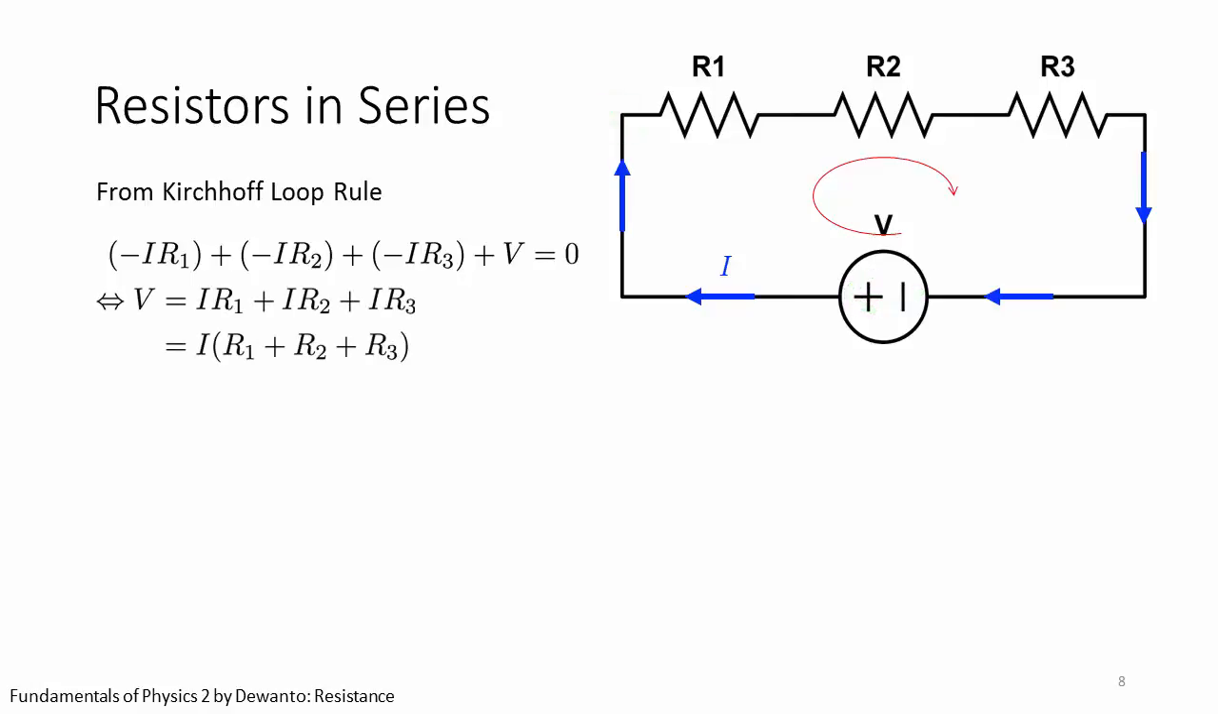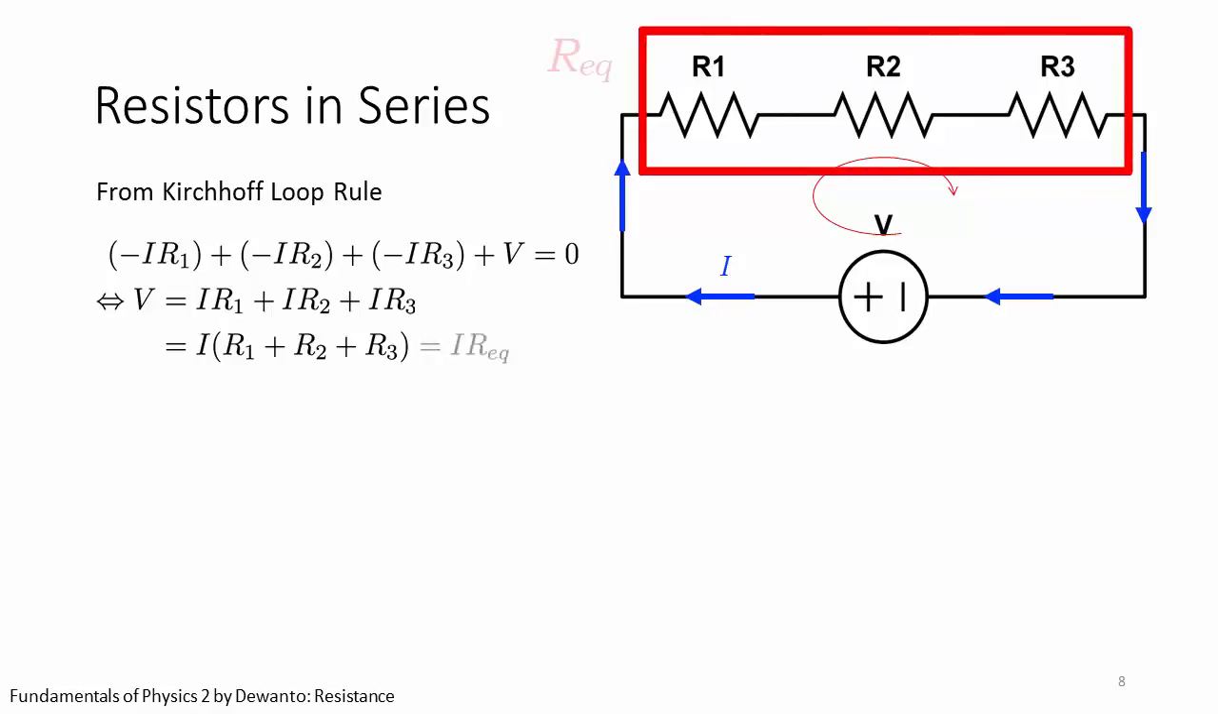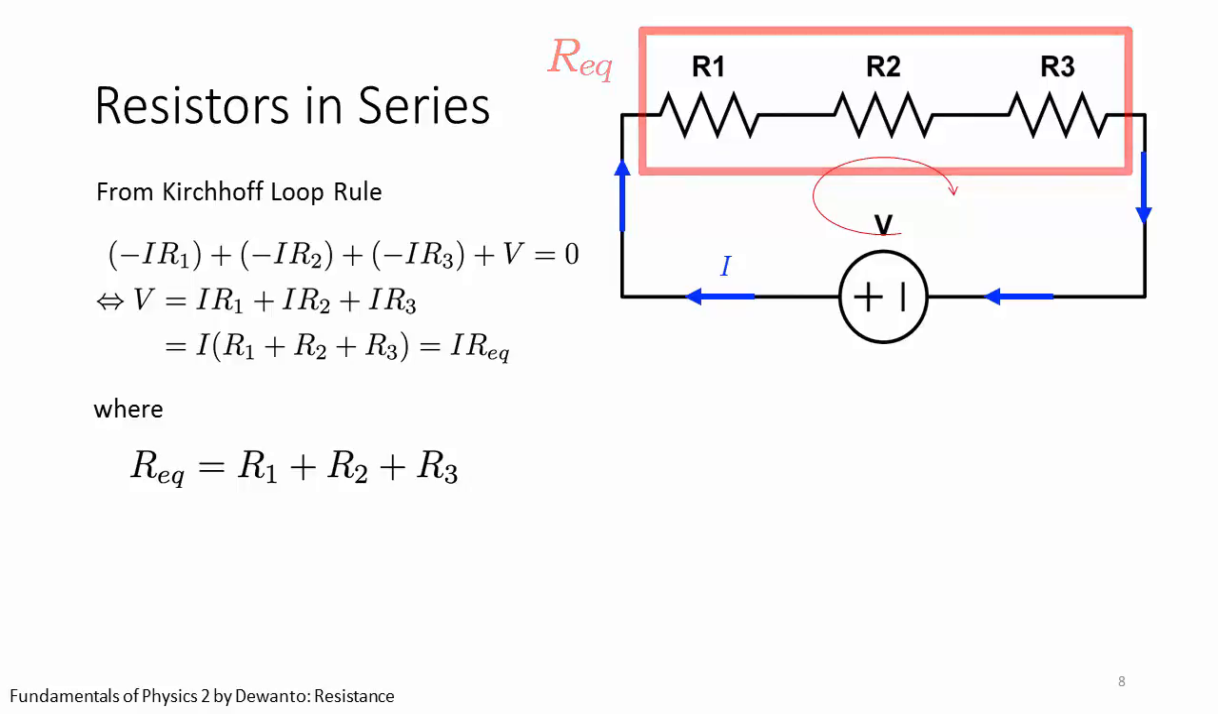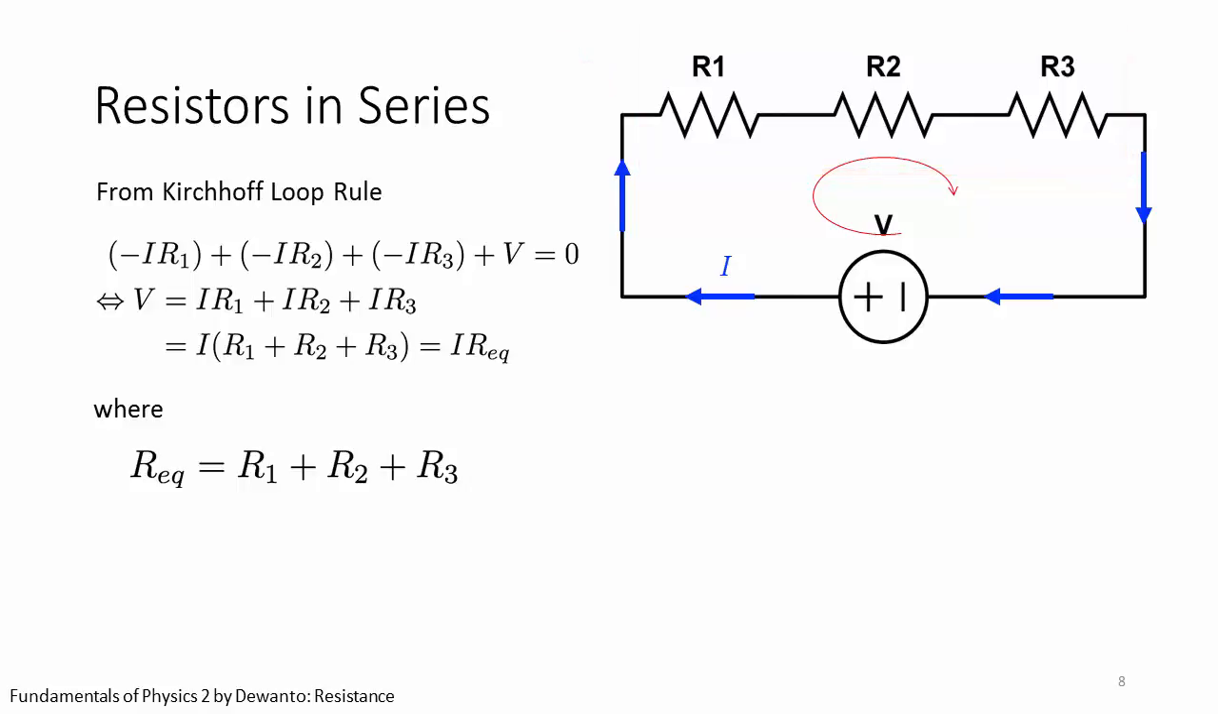We tidy up the equation and take the common factor I out. What we shall notice next is that we can treat all the resistors as an equivalent resistor whose resistance is given by the sum of the individual resistances of each resistor. In general, if there are n resistors in series, the equivalent resistance is simply given as such.